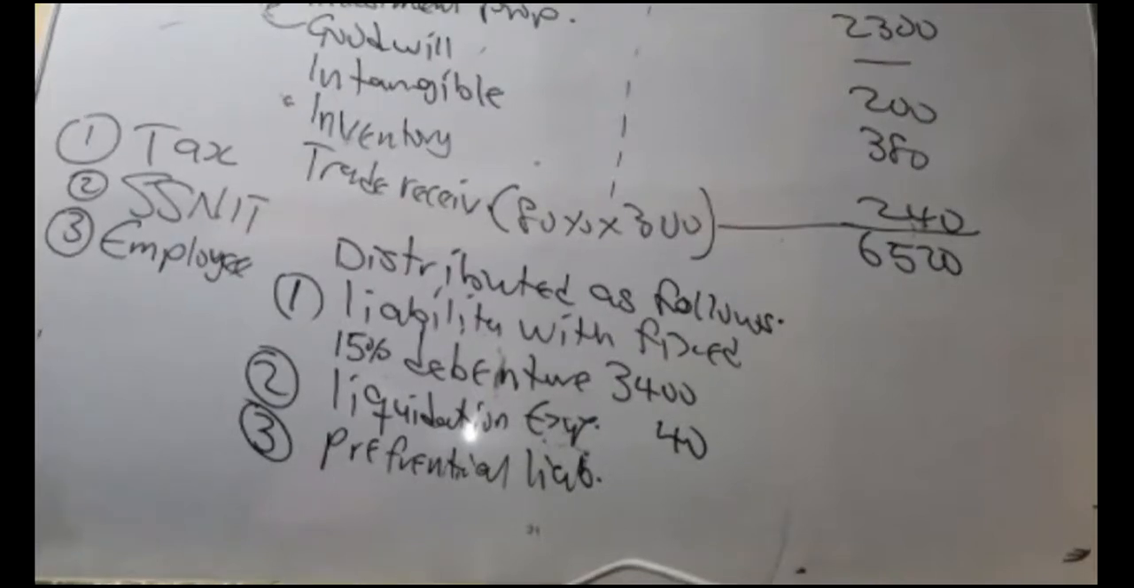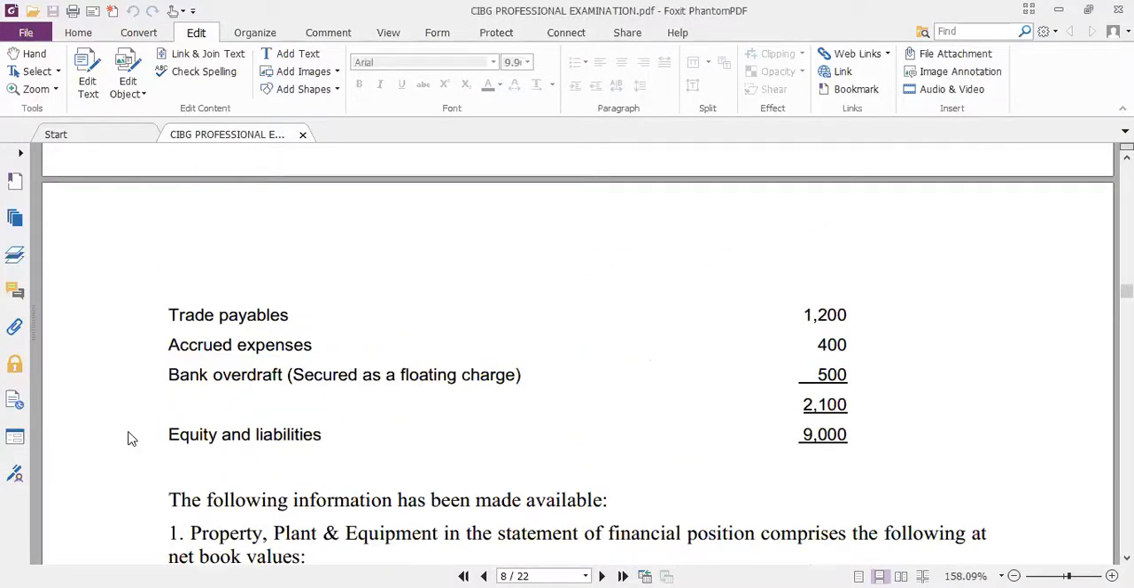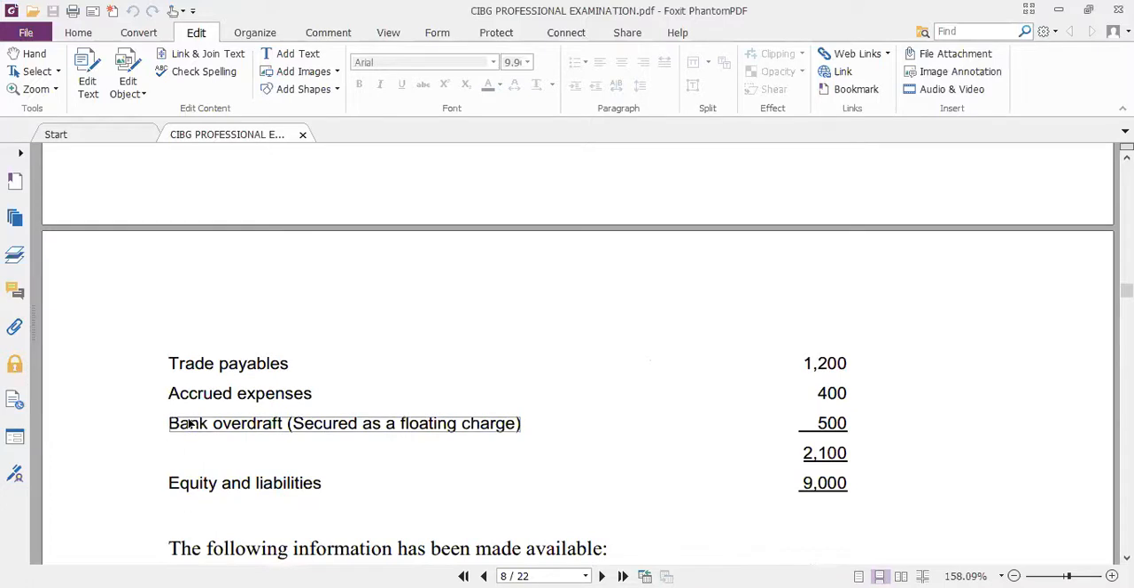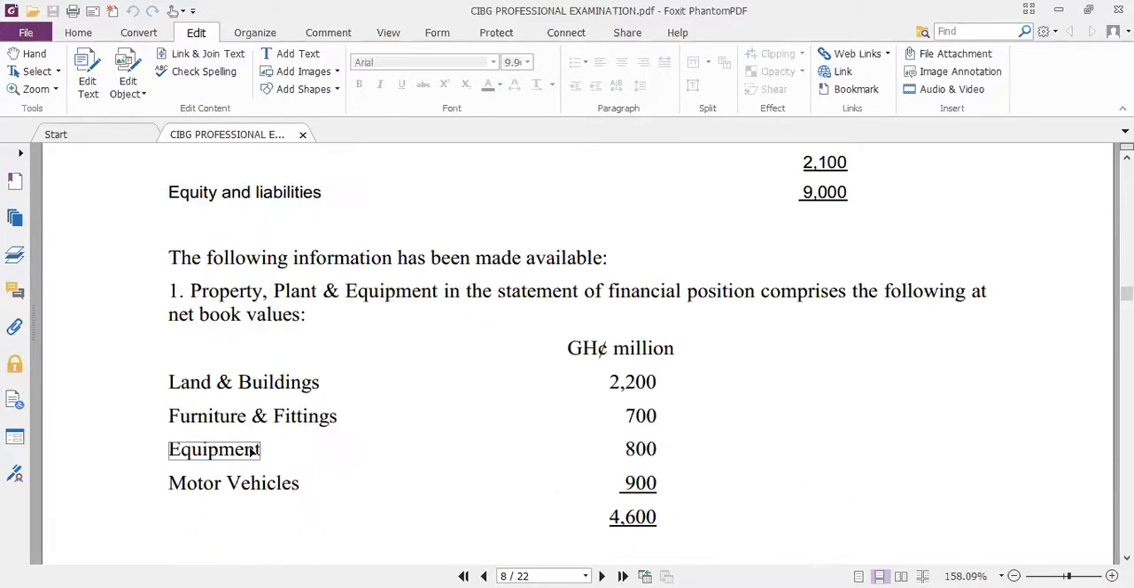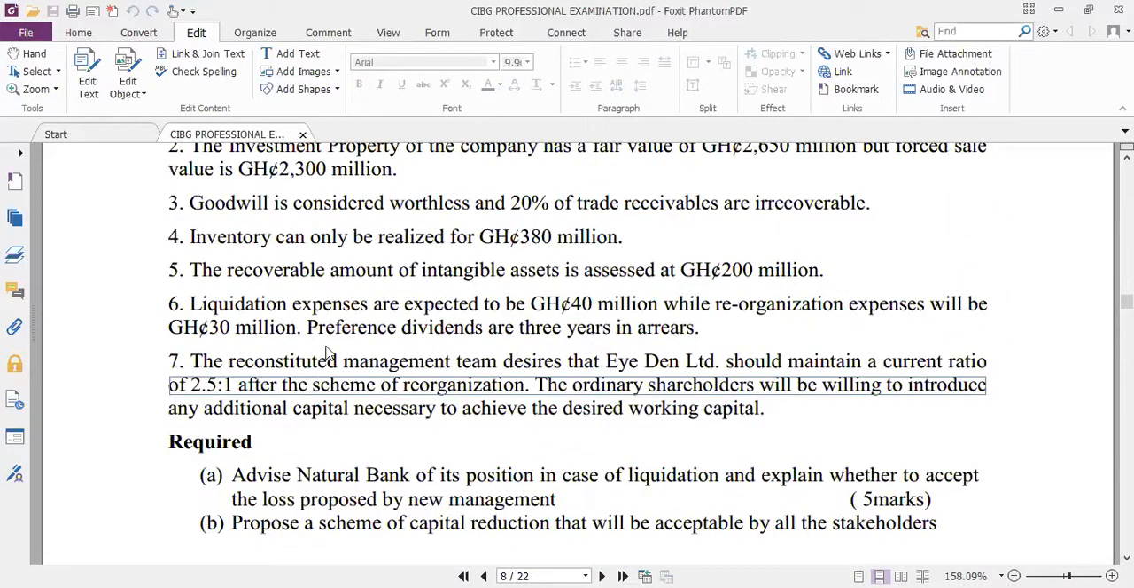Good. So now let's see. You check, go to the current liabilities. If it's not there, go to the footnote. There's no liability with preferential treatment. This one, preference dividend are in arrears for 3 years.